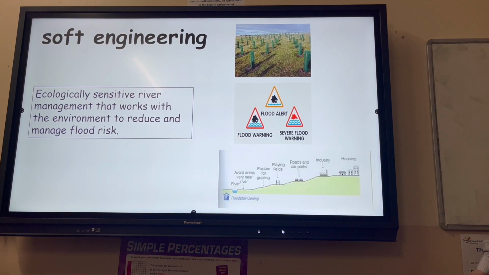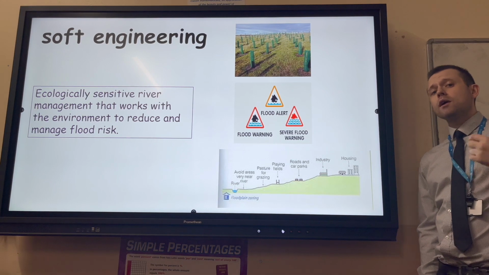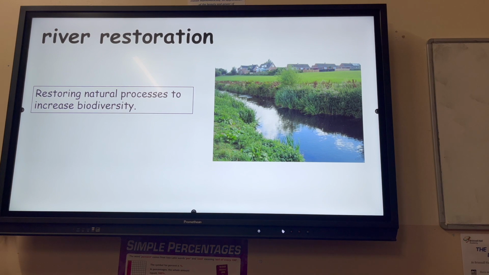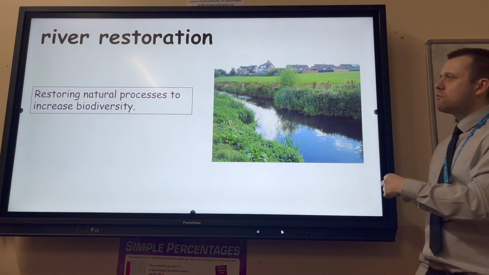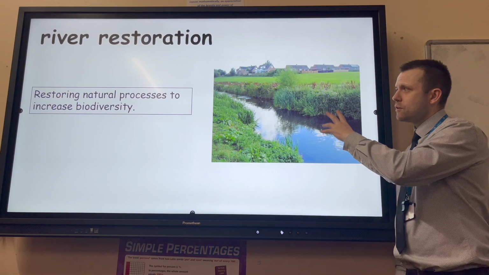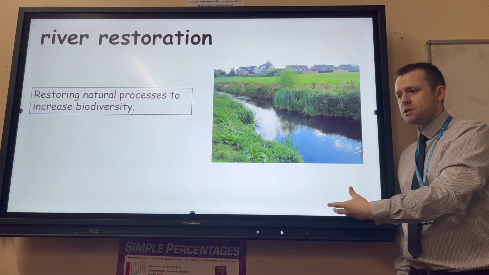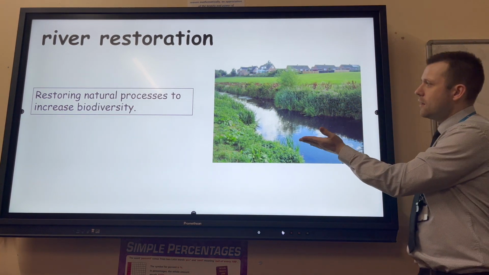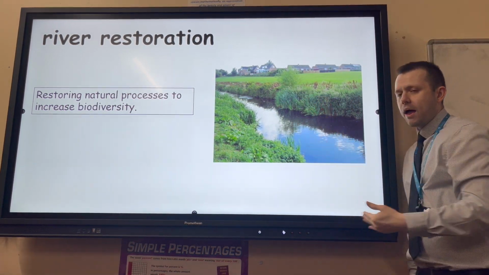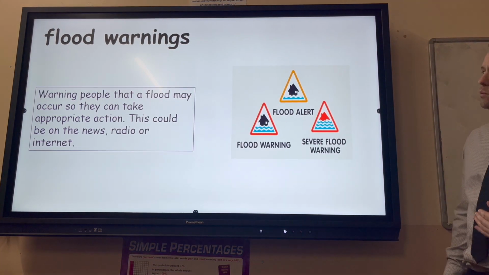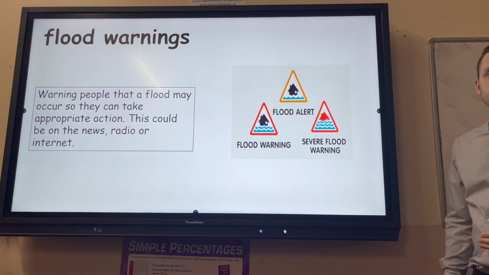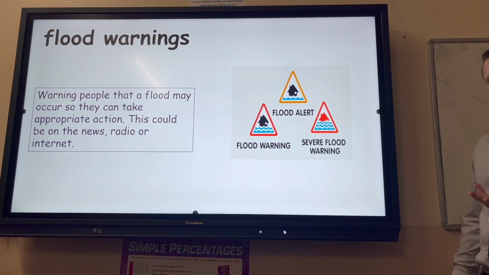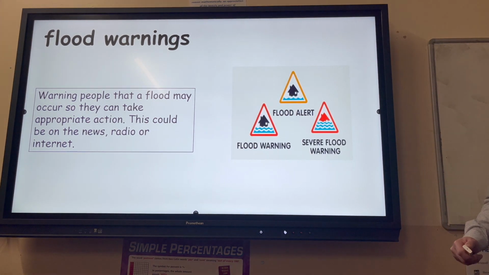Soft engineering is ecologically sensitive, and this is working with the environment and working with natural processes. One example is river restoration. River restoration is taking away all the modern things that may have interrupted natural processes and leaving it to go back to its old natural state, and hopefully the vegetation growth here will help to reduce flooding. Flood warnings, soft engineering, they tell people when a flood is due, and this is so people can react in advance. You will hear them on the news or on the radio.